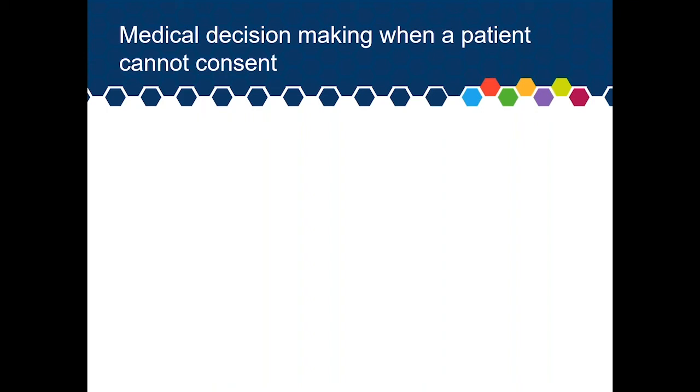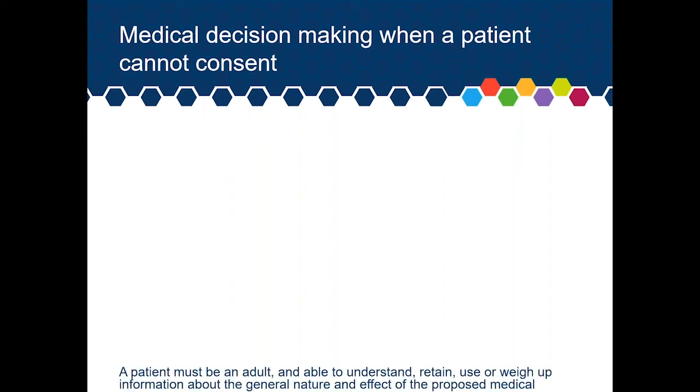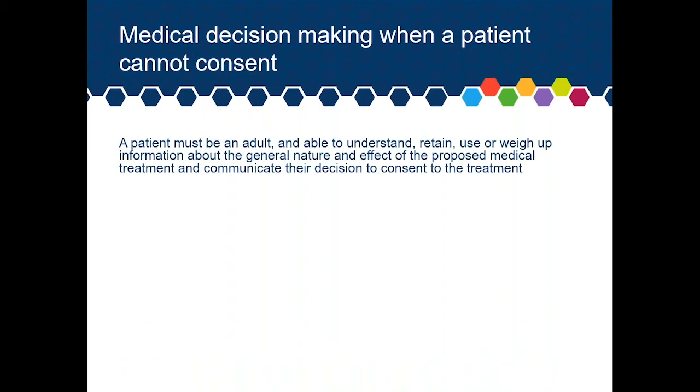Another difficult area that clinicians face is medical decision making when a patient cannot consent. In order to consent, a patient must be an adult, able to understand, retain, use, and weigh up the information about the general nature and the effect of the proposed treatment, and communicate their decision and consent to the treatment.